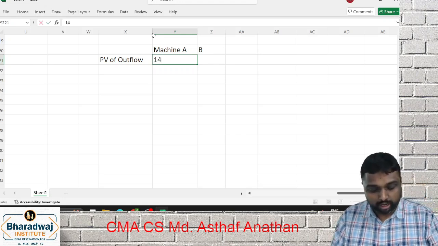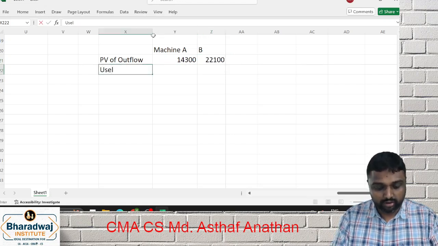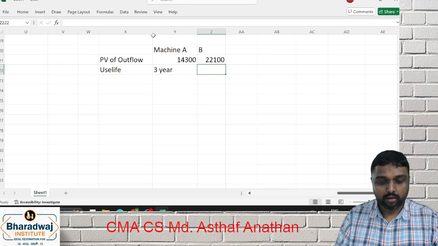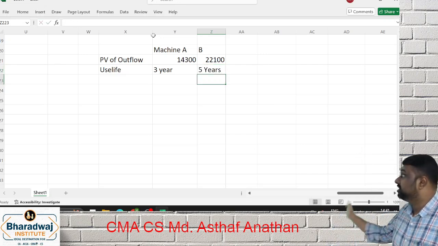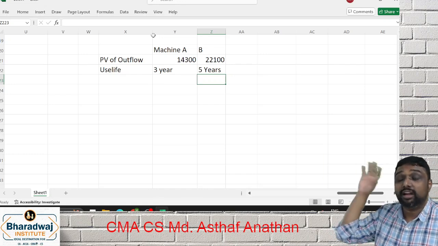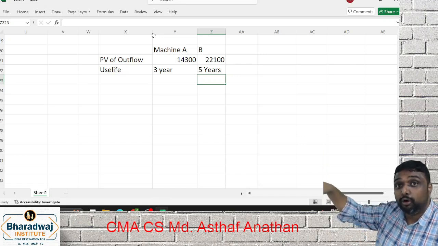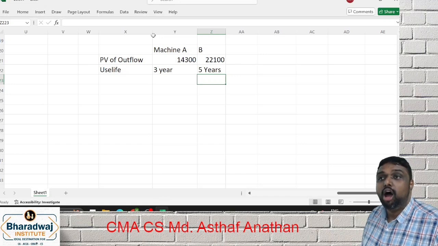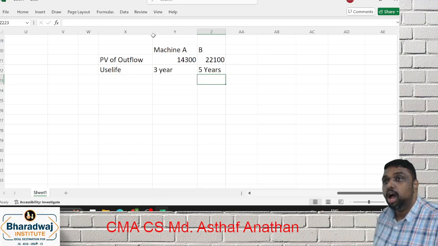Outflow is 14,300 and 22,100. Useful life is also given. Useful life is 3 years, and here 5 years. Tell me, my dear friends, which is best? When you are discussing outflow, lower the outflow, better the option. Lower the outflow, better the option.